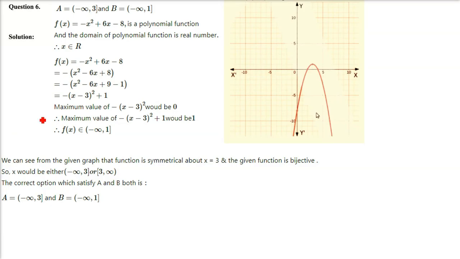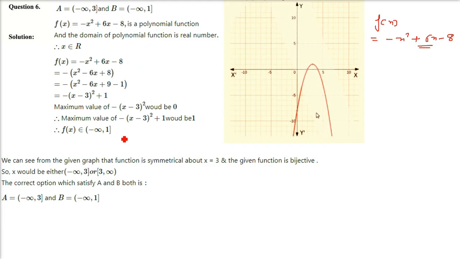Question number 6. The function f is from A to B defined by f(x) equals negative x square plus 6x minus 8. This is very important because this will define how your function is going to look. So this is a bijection, and let me tell you, the answer is A. How do we arrive at this answer?